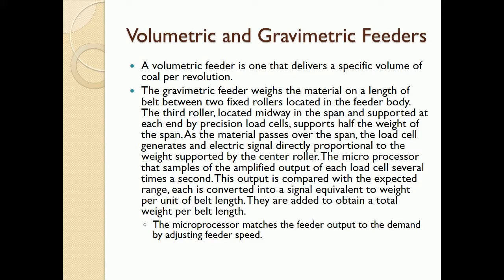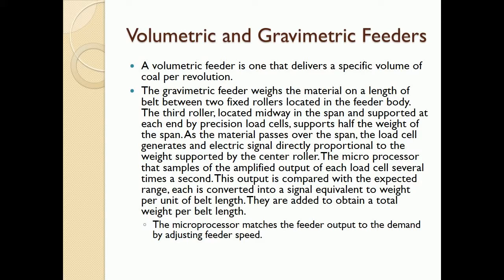A volumetric feeder is one that delivers a specific volume of coal per revolution. The gravimetric feeder weighs the material on a length of belt between 2 fixed rollers located in the feeder body. The third roller, located midway in the span and supported at each end by precision load cells, supports half the weight of the span. As the material passes over the span, the load cell generates an electric signal directly proportional to the weight supported by the center roller.